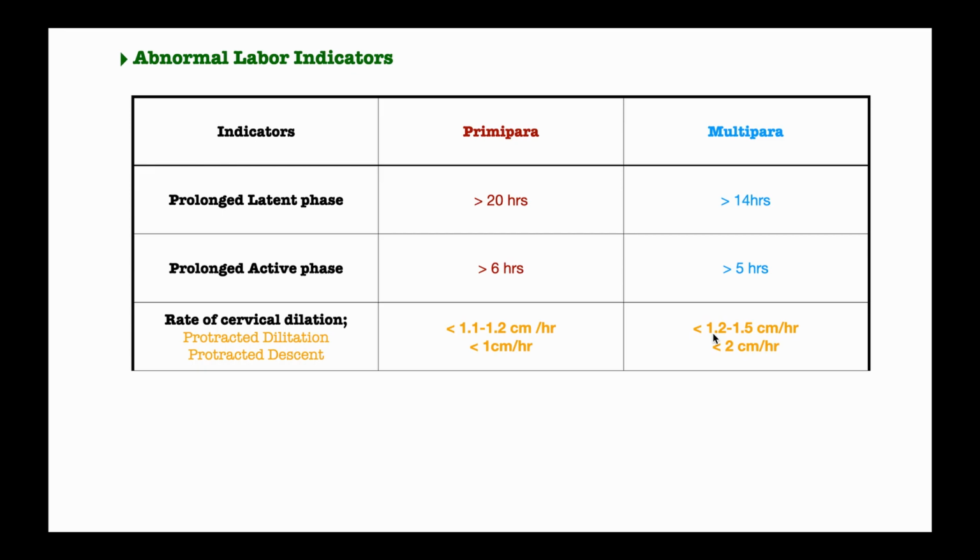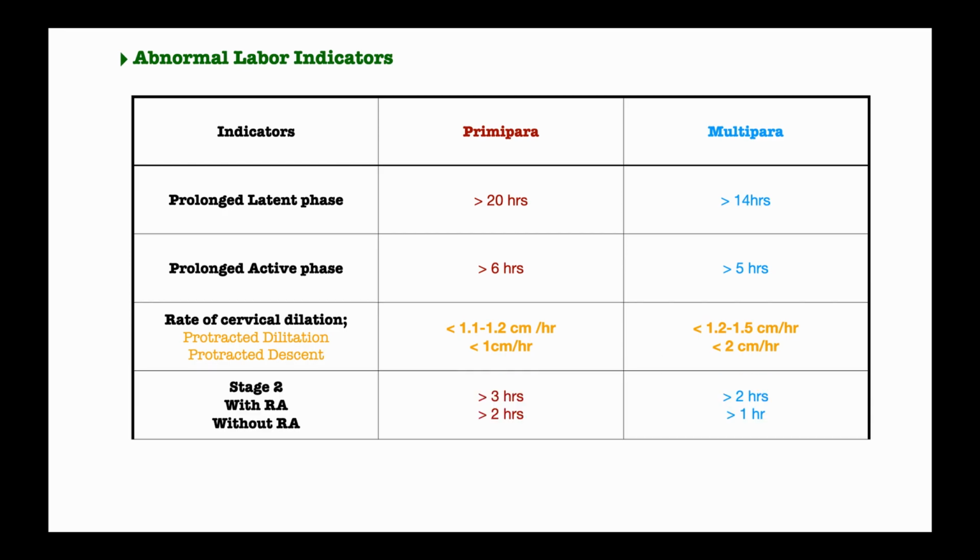Also, when we look at the protracted descent, any descent which is less than 1 centimeter per hour in the primipara as well as less than 2 centimeters per hour in the multipara is classified as a delay, and it is going to lead to a prolonged active phase.